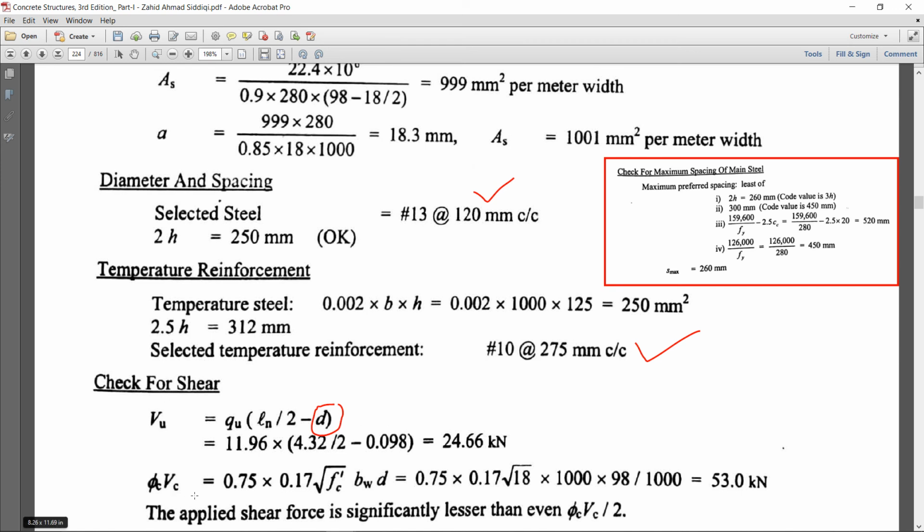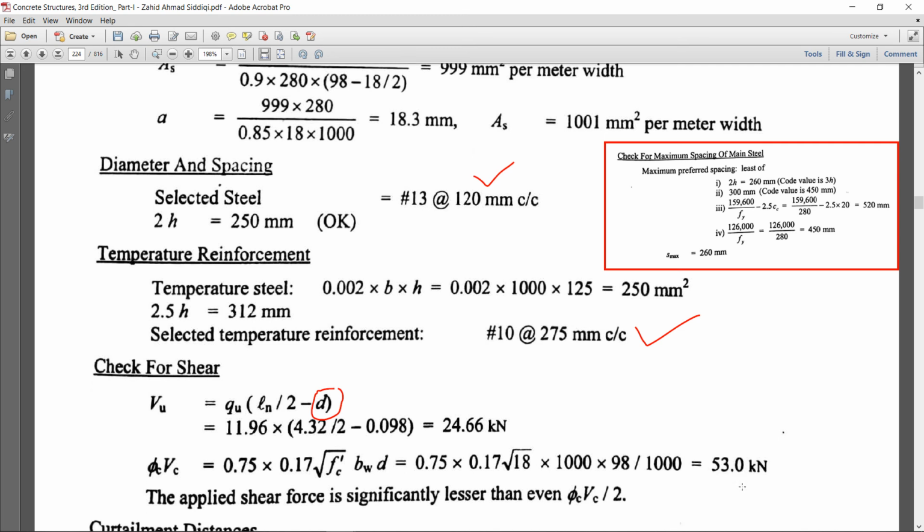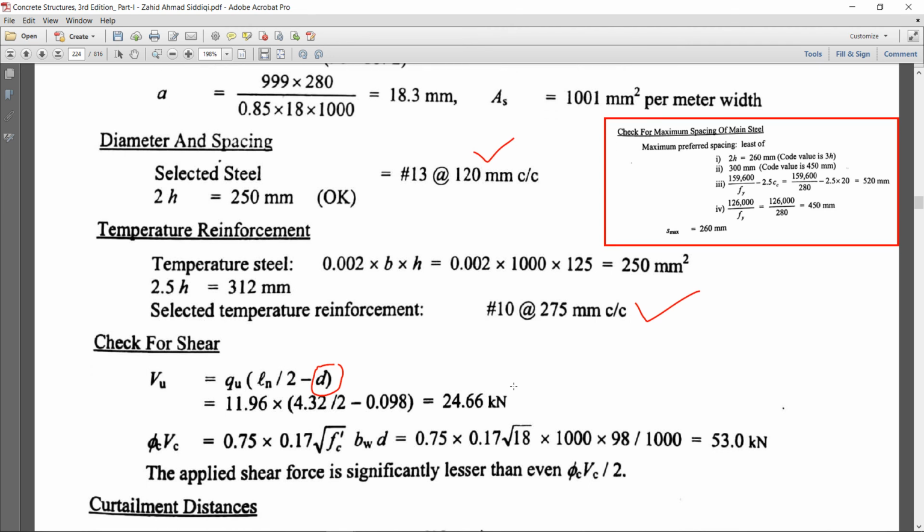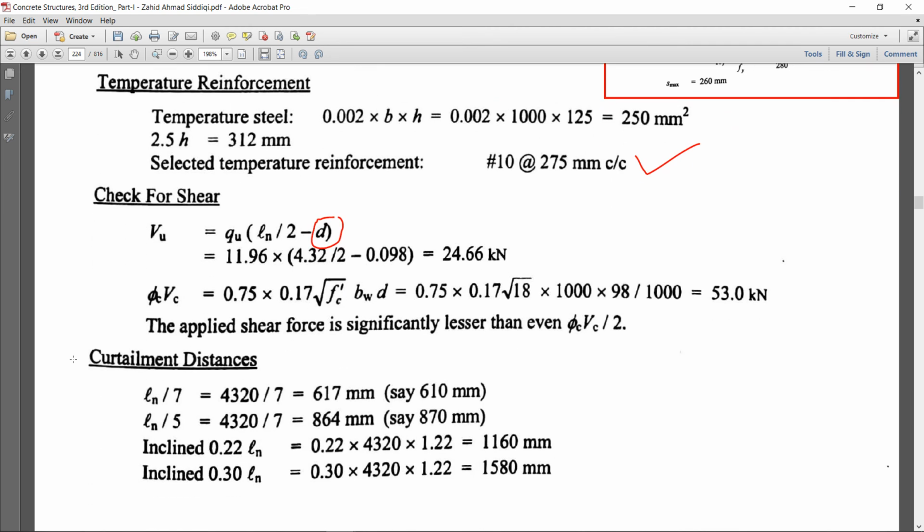Then we will calculate the capacity by the approximate formula, that is 0.75 times 0.17 times the square root of fc prime times bw d. So our answer is 53 kilonewton. When we divide the capacity by 2, we get roughly 26 kilonewton. So our applied shear is less than half of the capacity, which means no shear steel is required in this slab. Now the curtailment distances are ln by 7, ln by 5, 0.22 ln, 0.3 ln.